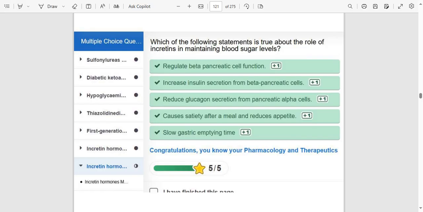Fullness. So it will cause someone to feel full so that they stop eating. Maybe you are eating zigolo with buns, and you know that there's sugar there. If you feel full, you stop taking the sugar, and at least that is going to help. And then this is one important: slow gastric emptying time.